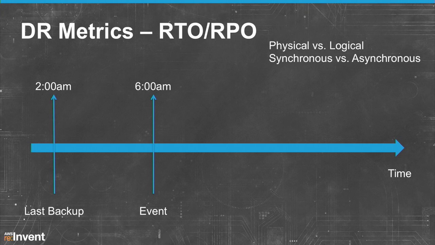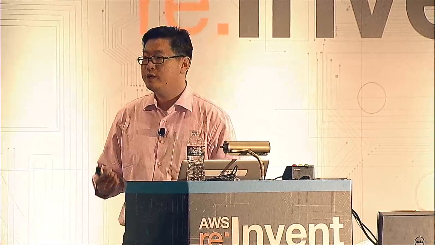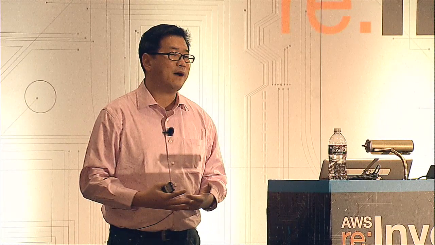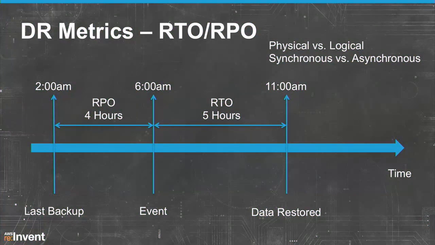Doesn't matter. That means your RPO is going to be around 4 hours, right? If you have to go back to your last backup, you actually lost anything that was written or changed after 2 a.m. will be lost. And then let's say it took you about 5 hours for you to recover that data. And that means your RTO is going to be 5 hours.